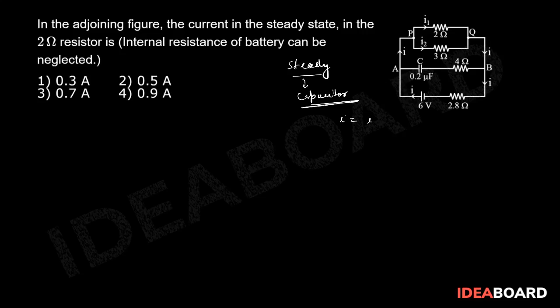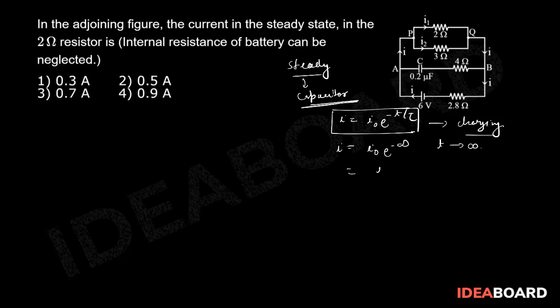We know that the formula for I is equal to I naught e to the power minus t by tau in any case of capacitor. So here obviously this is the case of charging. This is the formula for I at any instant or any time t for a capacitor. Steady state says t is tending to infinity. That means I will be equal to I naught e to the power minus infinity, which will be I naught upon e to the power infinity, which says I tending to 0. What do you mean I tending to 0?